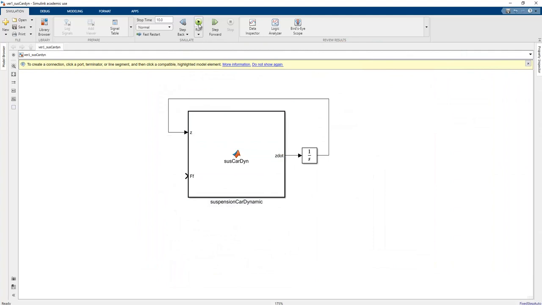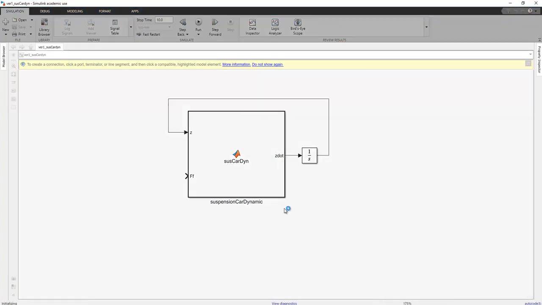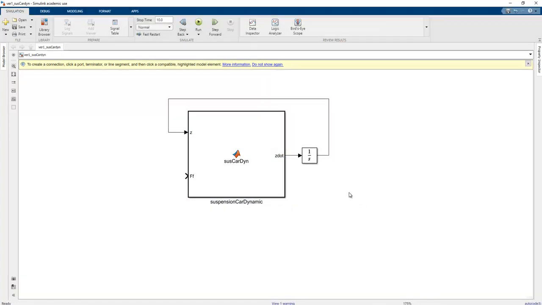Okay, and so if we rerun this program, there is no error in here, but there is no meaningful result because we don't provide the FF force into this suspension car dynamics, and so we need to create this force value in order to emulate our car dynamic system. In the next lesson, we will create this FF force, and so we will test our suspension car dynamics in our system. Okay.